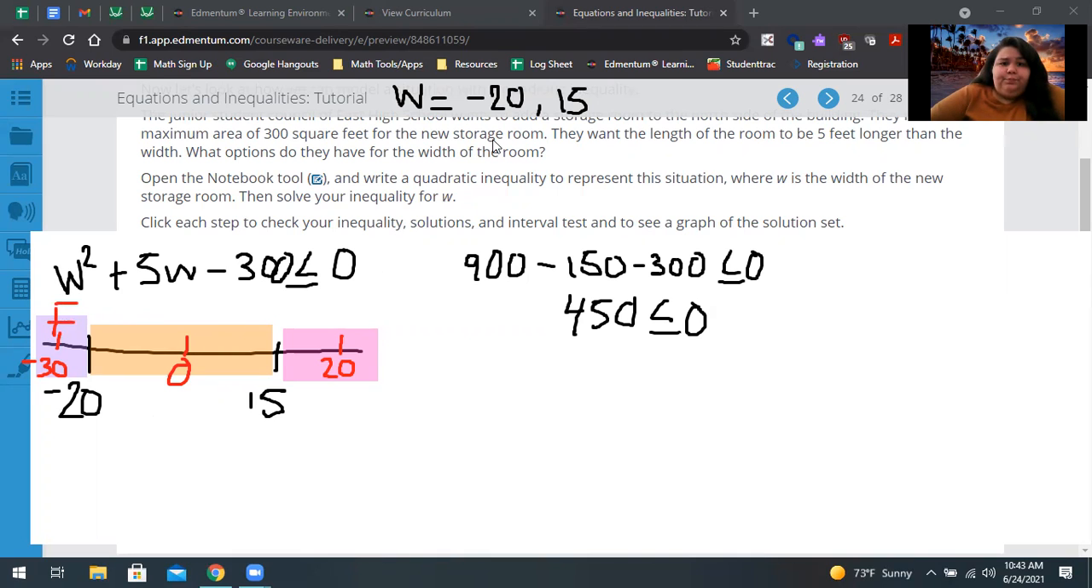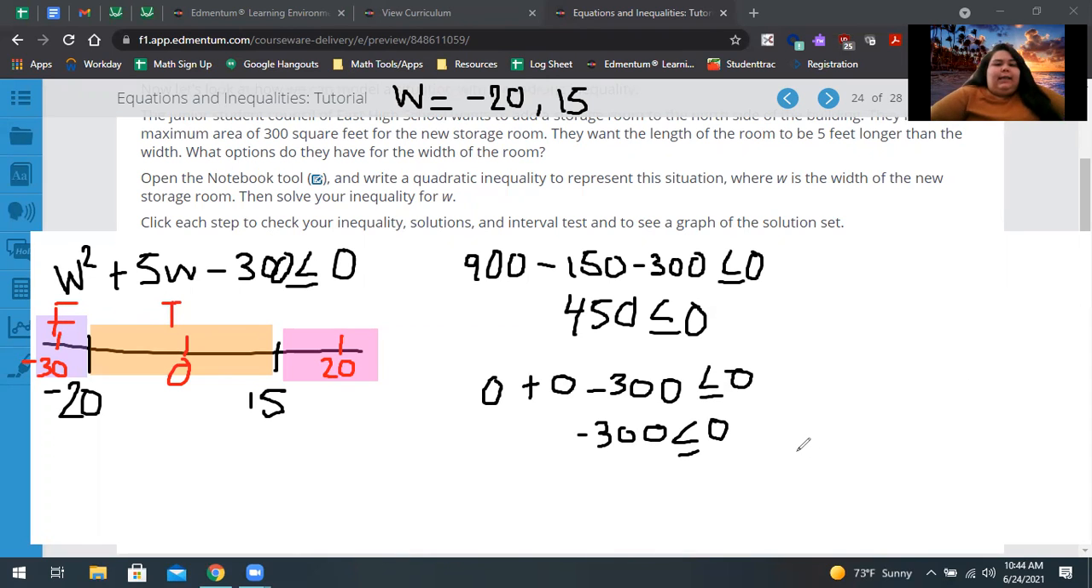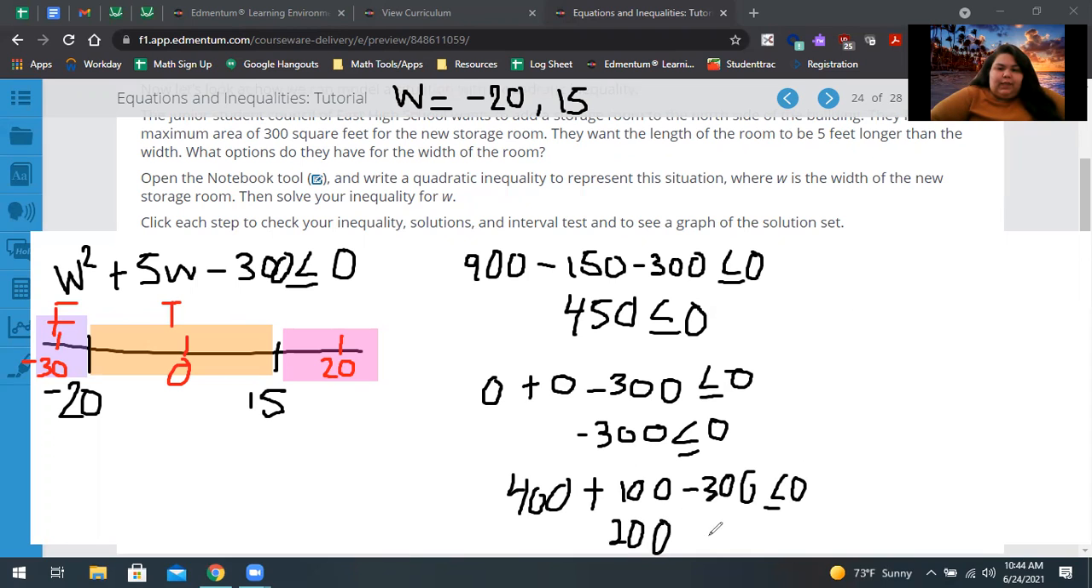Let's try 0. 0 squared is 0, plus 5 times 0 is also 0, minus 300 is less than or equal to 0. Negative 300 is less than or equal to 0. So this area is true. Let's try that 20. So 20 squared is 400. So I'll do it down here. 400 plus 5 times 20 is 100 minus 300 less than or equal to 0. 400 plus 100 is 500 minus 300 is positive 200. Is 200 less than or equal to 0? It is not. This is false.